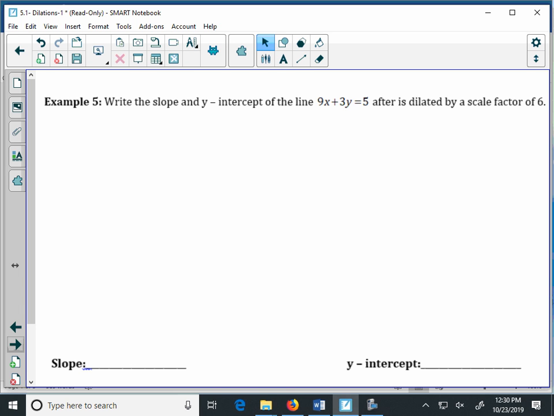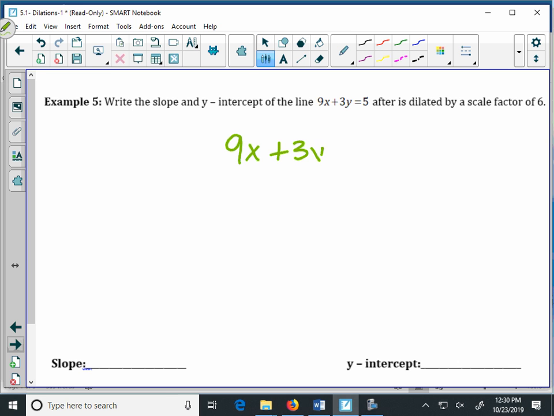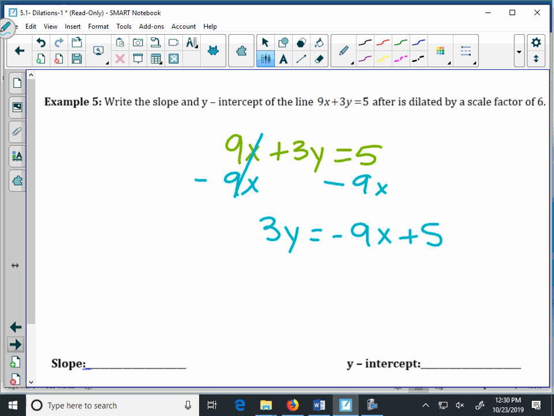It's not in y equals. We have to get it to look like that. What's our first step to get this to be in y equals? Subtract the 9x. So I get 3y is equal to -9x plus 5. Then what do we need to do? Divide by 3.